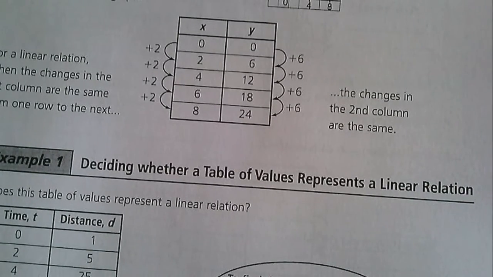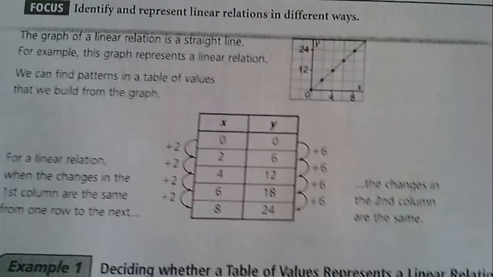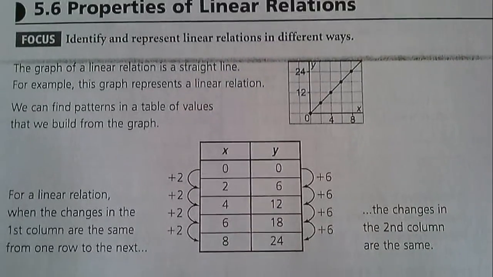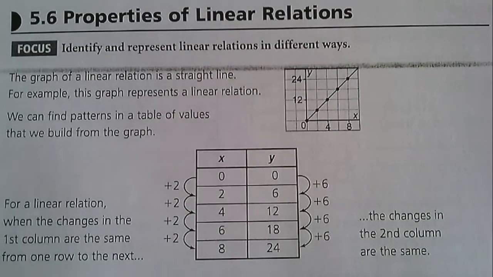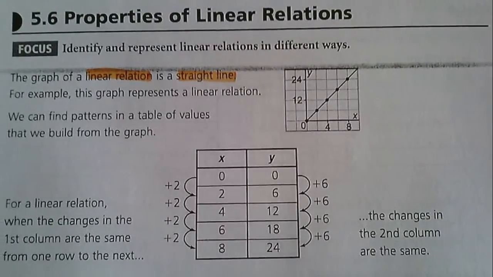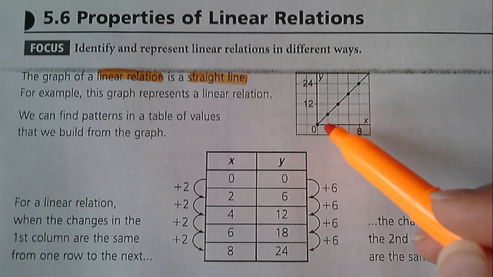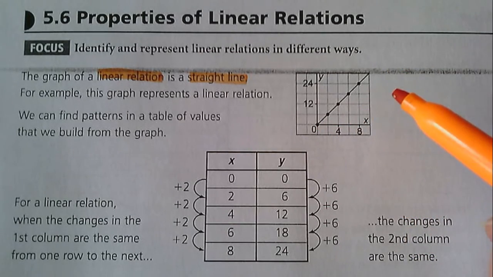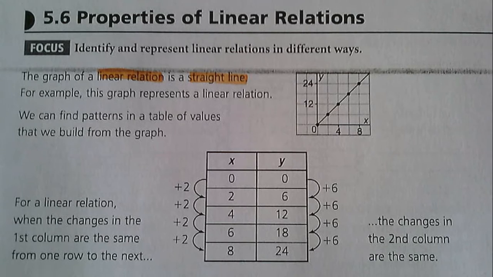All right, let's try the next page. So our properties of linear equations. What we did in the previous one is going to all come together in 5.6. So we're looking at properties of linear relations. The graph of a linear relation is going to be shown as a straight line. So you can see in this picture, this is a graph of a linear relation. When we connect the points, it makes a straight line. Okay? Now we can find patterns in the table of values for linear relations as well.